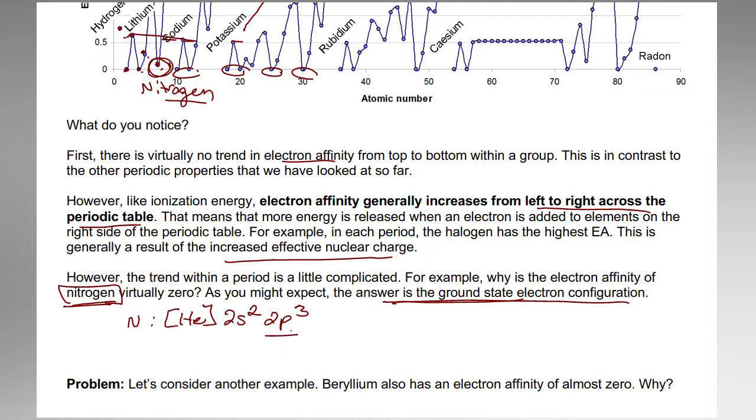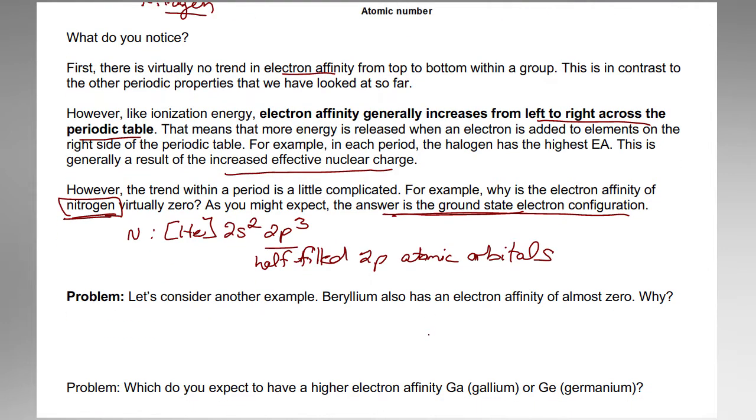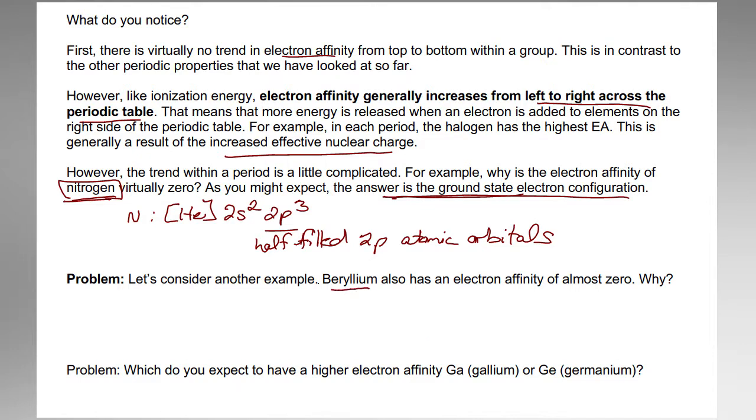And so what you see is nitrogen has half-filled 2p atomic orbitals. If another electron were to be added to a nitrogen, it would have to occupy a half-filled p orbital, meaning it would have to pay the pairing energy penalty. So there's no actual energy released when an additional electron is added to nitrogen, because that would disrupt this half-filled status of the atom. If we look at another example, we could consider that beryllium also has an electron affinity of almost 0. And so why is that?